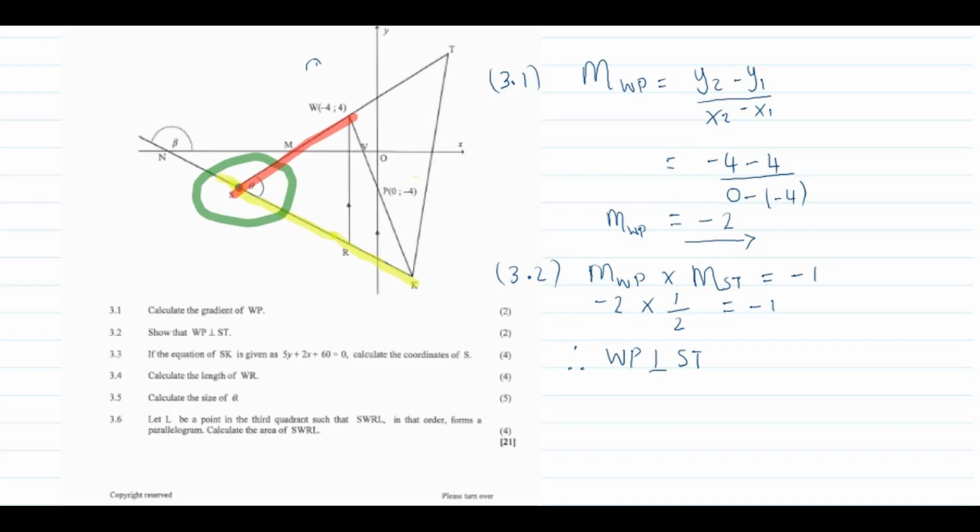to get the coordinates of point S. So we are going to work with the equation of line SK, and then also with the equation of line ST, and solve those equations simultaneously to get the coordinates of S. Okay, so let's do that. We're already given the equation of our line SK, so we're just going to quickly write that down.